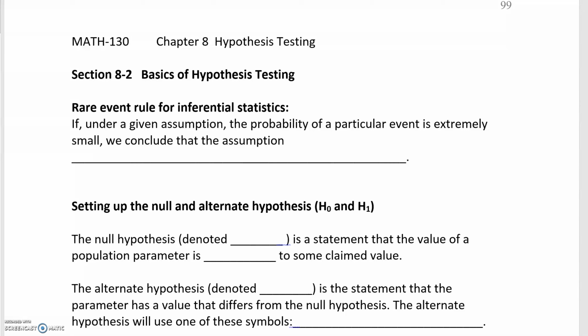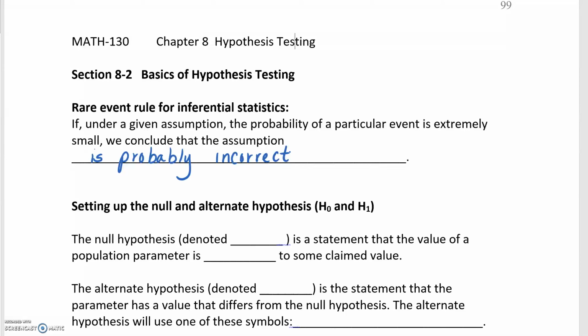So kind of the basis of this is the rare event rule for inferential statistics. If under a given assumption the probability of a particular event is extremely small, we conclude that the assumption is probably incorrect. So if we make an assumption about something and then we test it and the probability of that thing happening is really, really small, our assumption was probably incorrect.